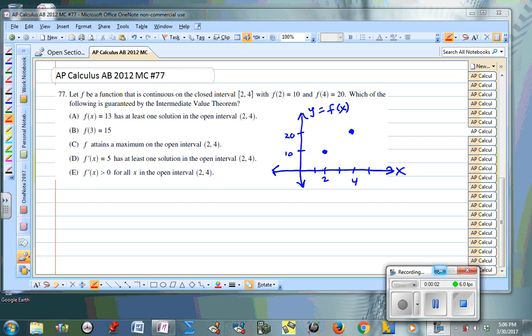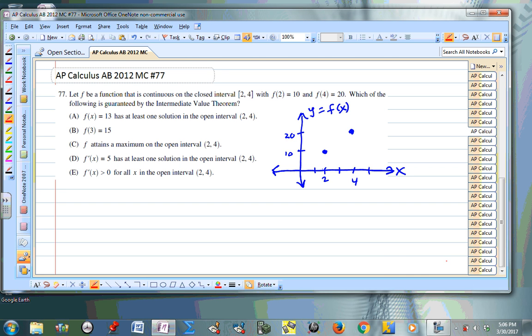Here in problem number 77, we're given some conditions that are met, and we're asked to see which statement must be true according to the intermediate value theorem. So let's remember a couple of things here. They tell us that f is continuous on the interval from 2 to 4, and that's important. If f is continuous, then the intermediate value theorem applies.